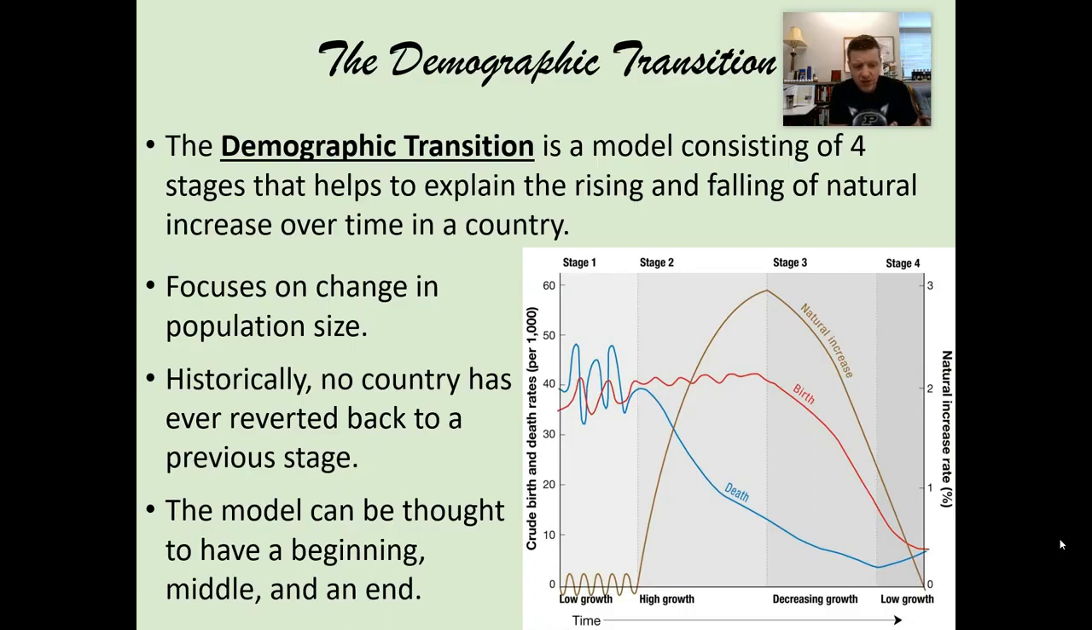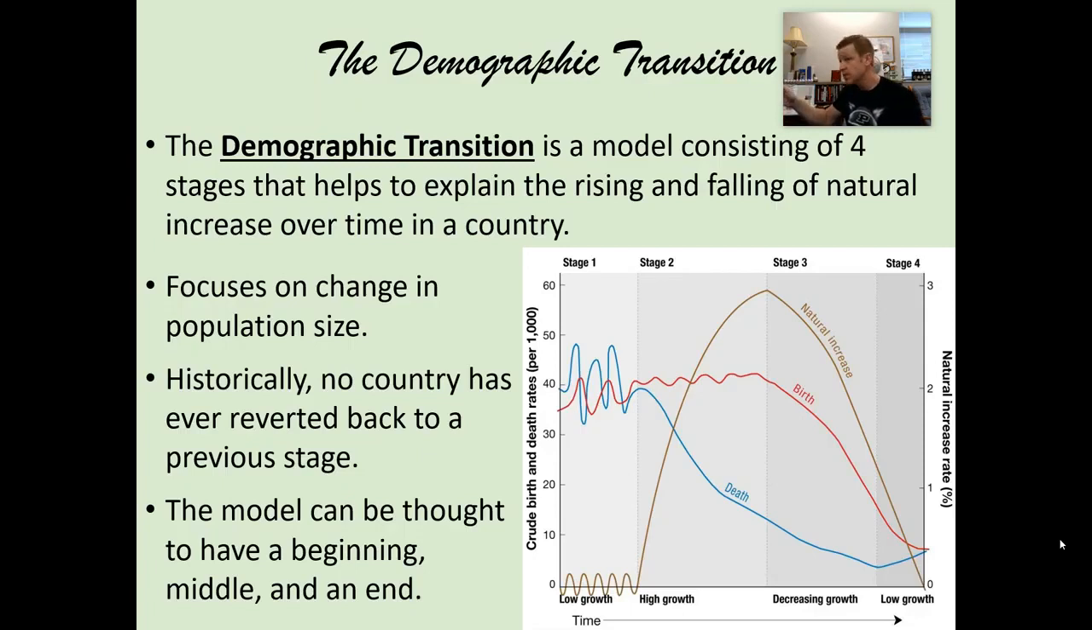Well, it's this process of change in a society's population from high crude birth rates and high crude death rates moving to low crude birth rates and low crude death rates, ending up with a lower natural increase rate, but over that process, an explosion of population. So you could think of the demographic transition as having a beginning, a middle, and an end.